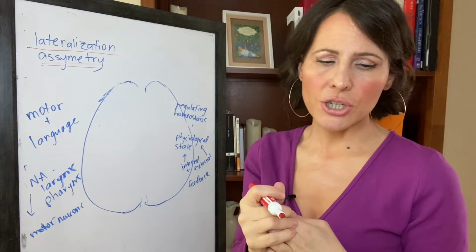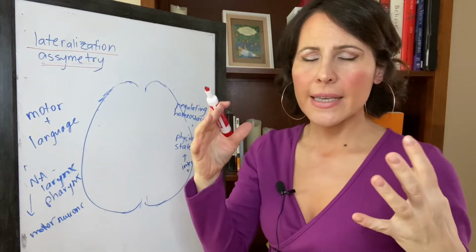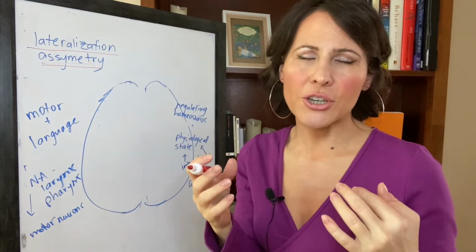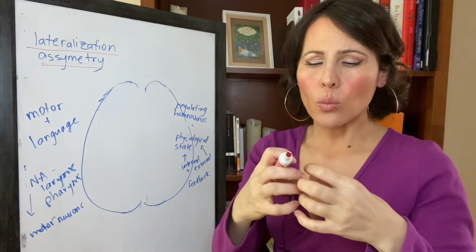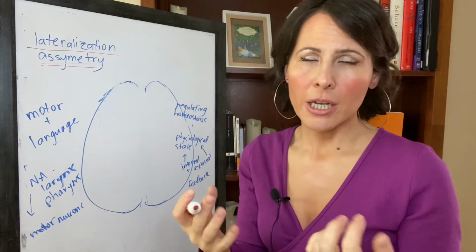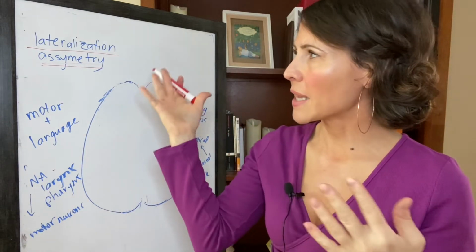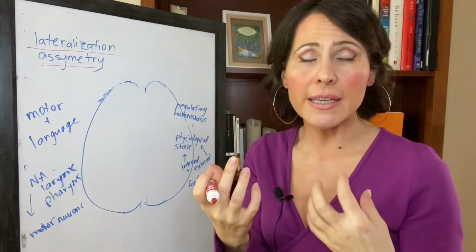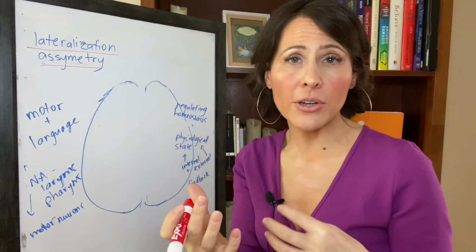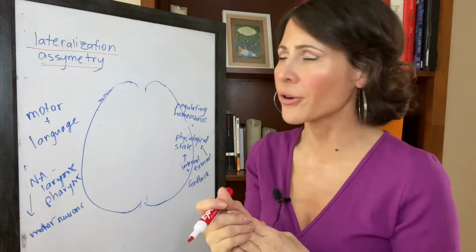And lateralization is when there is a dominance or a specialization of a particular kind of task or function on one side versus the other. So in this sense, I'm talking about lateralization of the brain, that we see a specialization in one hemisphere, the left or the right versus the other.